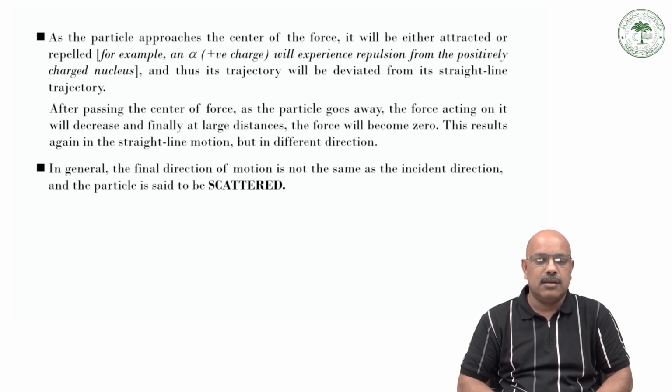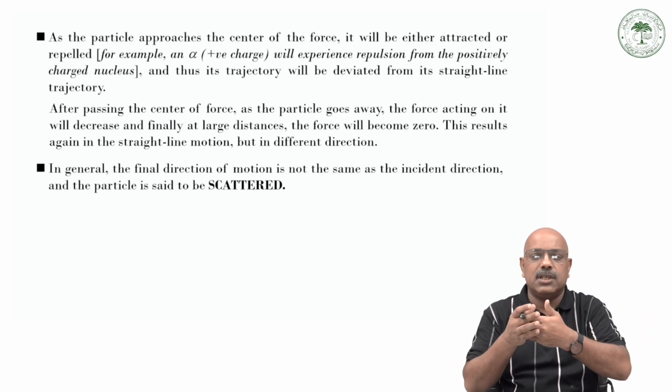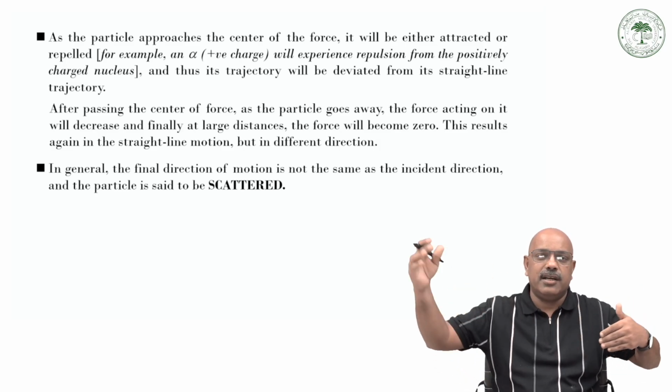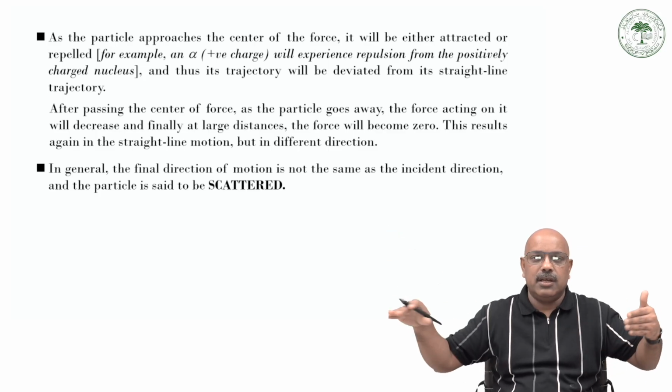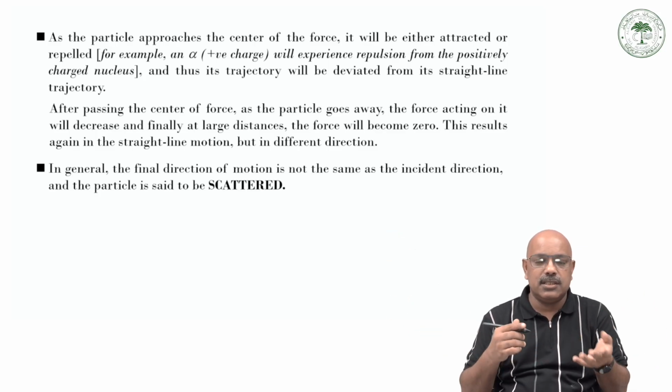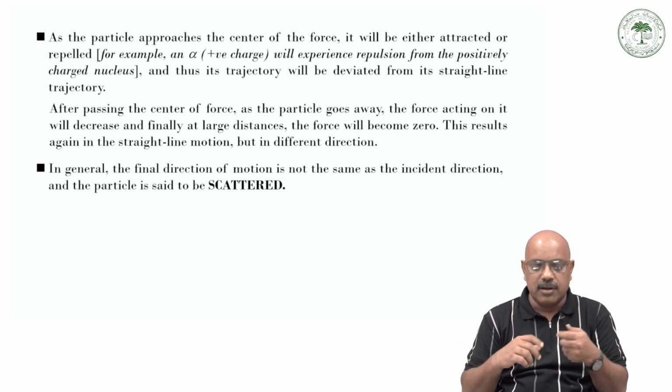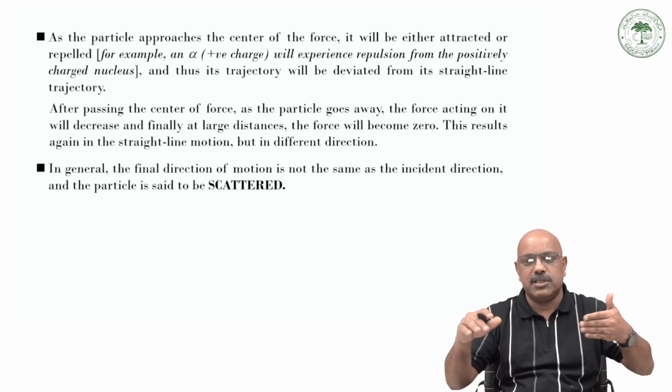As I already discussed, after passing the center of the force, the particle goes away as scattered, with a straight line path that is not in the initial direction. This process is known as scattering, and the particle is said to be scattered from its initial direction.